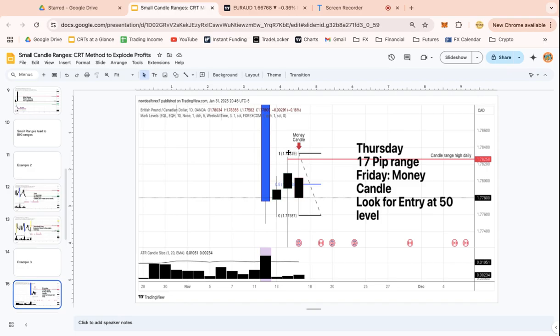So this is our Thursday candle right here, which is our range. So this is the high of the range right here. And then Friday gave us the money candle, meaning that price opened, poked above the range, but closed back inside of it. Okay, so we're not trading this day. We're just waiting for this day to finish.